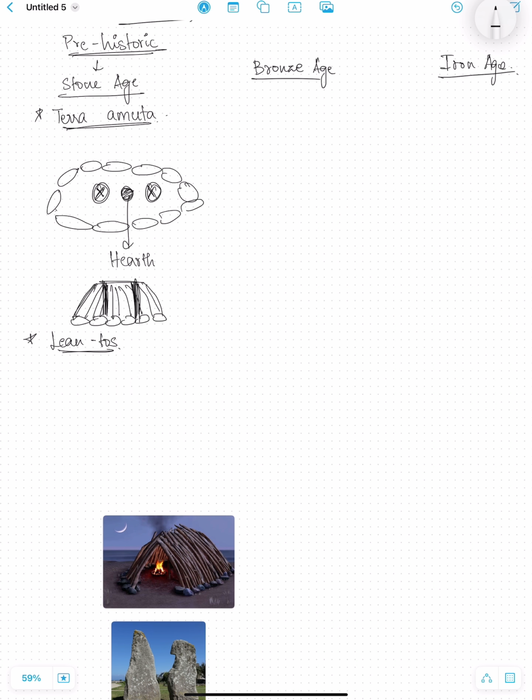Then there were lean-tos, which were done mostly at the summit of a mountain or a cave. So if this is the mountain, then they used the land and the mountain, and they used a tent sort of structure which was leaned against it to form a shelter. So this was lean-tos. Then they had Terra Amata, they had lean-tos, they had stone houses.